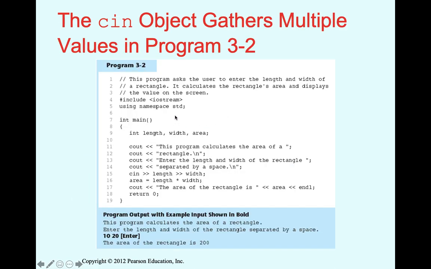Let us take an example. This is the same rectangle area example as before, but the only difference is that we wrote for the user that we want you to enter the length and the width separated by space. So he will enter 10 space 20. The 10 will be stored in length and 20 will be stored in width, and then he will calculate the area and print it. So we can make more than one input in one cin statement.